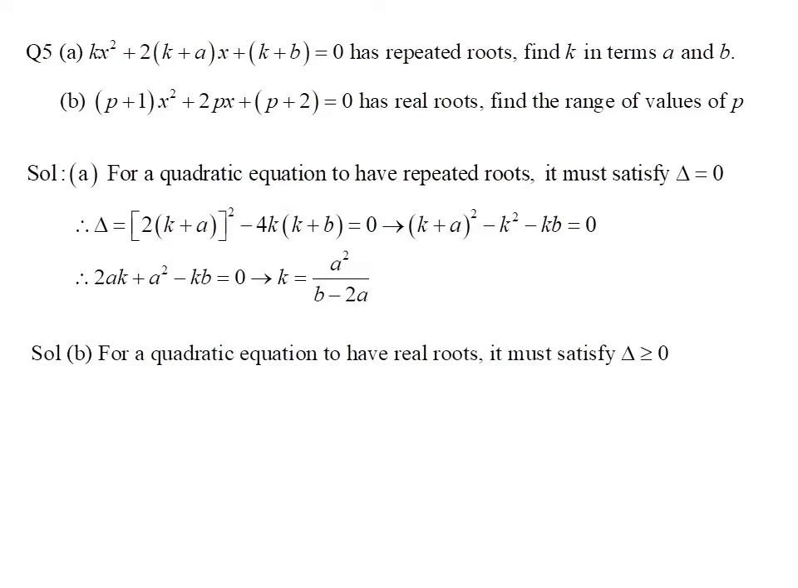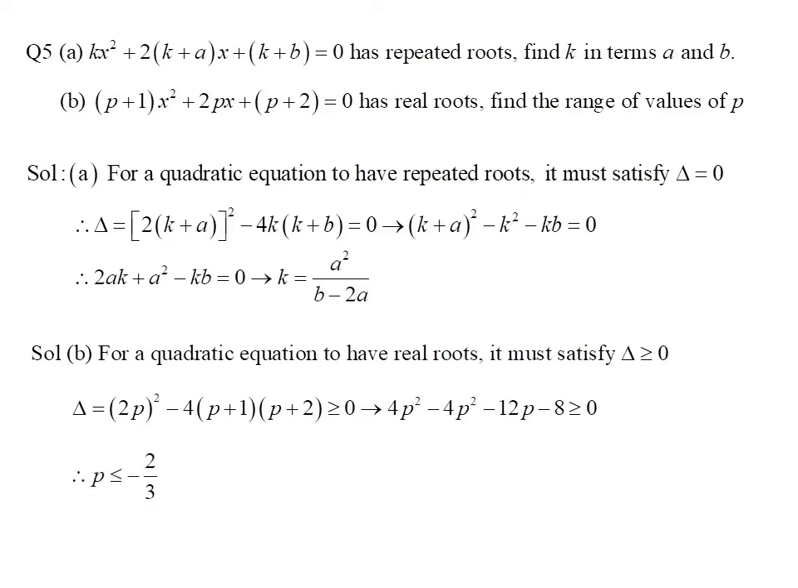So we write down the expression of delta in terms of p, which is (2p) in parentheses squared minus 4 times the sum of p plus 1 times the sum of p plus 2. After cancelling the term of 4p squared, we get the result of p is less than or equal to negative 2 over 3.